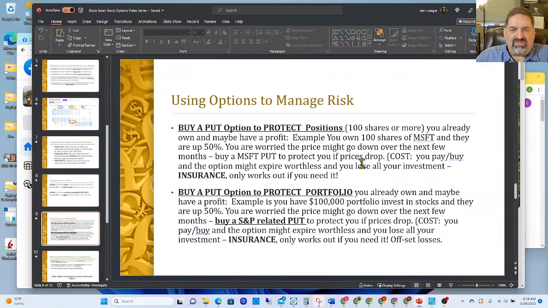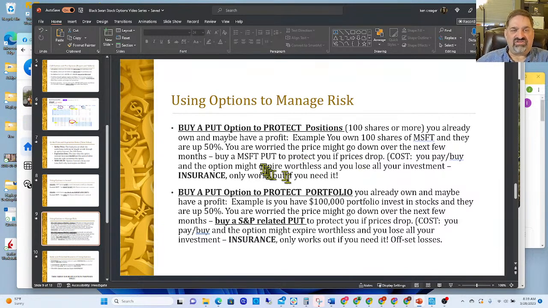So let's talk a little bit about maybe using options to protect you or to manage risk. And this is one of the few times that personally I would buy an option. I've done this before, and sometimes it works out and sometimes it doesn't. But the bottom line is maybe you're sitting on a significant profit, and maybe the economy is getting kind of shaky like it is right now, or maybe you own Microsoft and earnings are coming up and you're kind of concerned. It's had a big run up and you want to protect your gains or whatever.